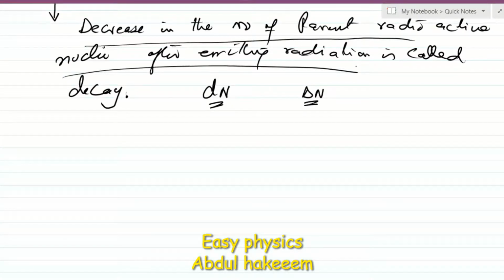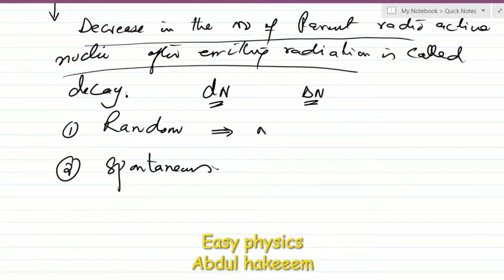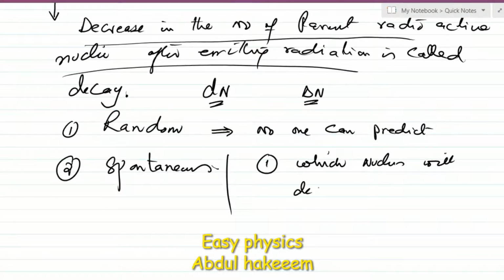And this decay process, this radioactive process, number one, is random. And number two, it is spontaneous. Now, random means no one can predict which nucleus will decay next, meaning which nucleus will emit radiation next time. No one can inform about it.